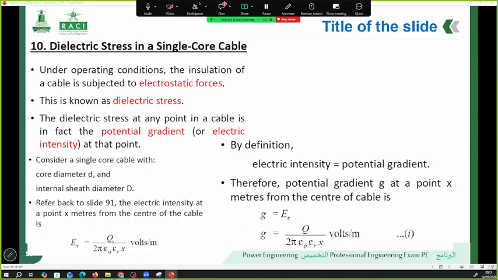This equation, E is equal to Q over these values. So this relation shows that the electric field, and hence the dielectric stress, is inversely proportional to the distance from the conductor center. As a result, the stress is maximum at the surface of the conductor, where x is minimum, and gradually decreases toward the shields. So this non-uniform distribution of electric stress is a key consideration in cable design, as it influences insulation thickness, material selection, and overall reliability of the cable under high voltage conditions.